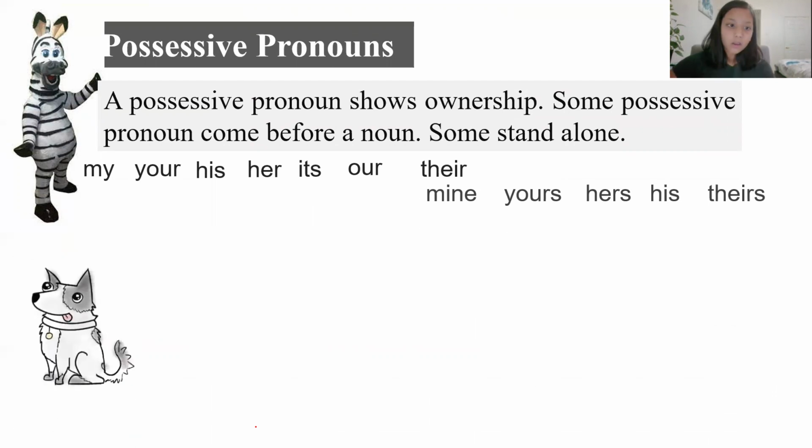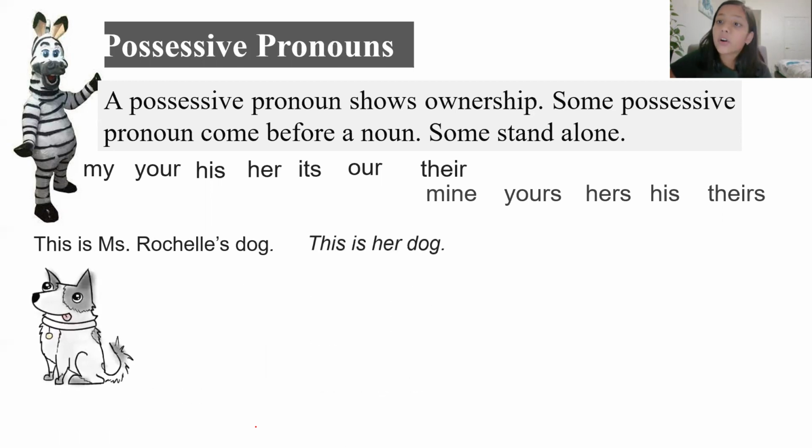So, do you see that? It's a cute dog. Whose dog is this? This is Miss Rochelle's dog. So we could say this is her dog. Miss Rochelle owns the dog, so we need a pronoun that replaces the person who shows possession of the dog, which is Miss Rochelle. So we could say her, because Miss Rochelle is a girl. This is her dog. We could also say this dog is hers.